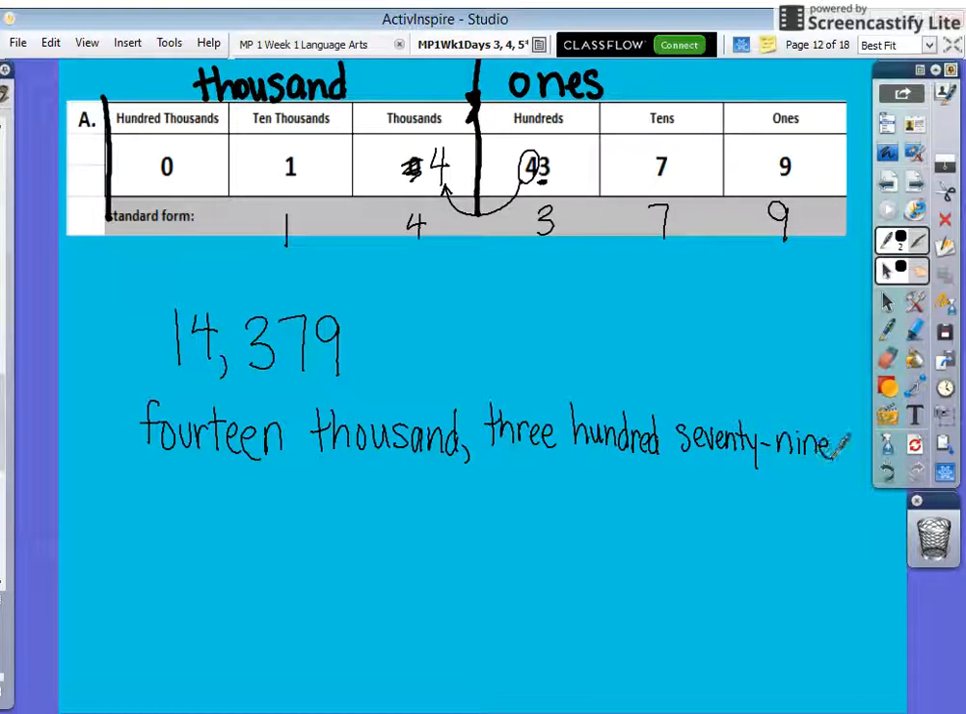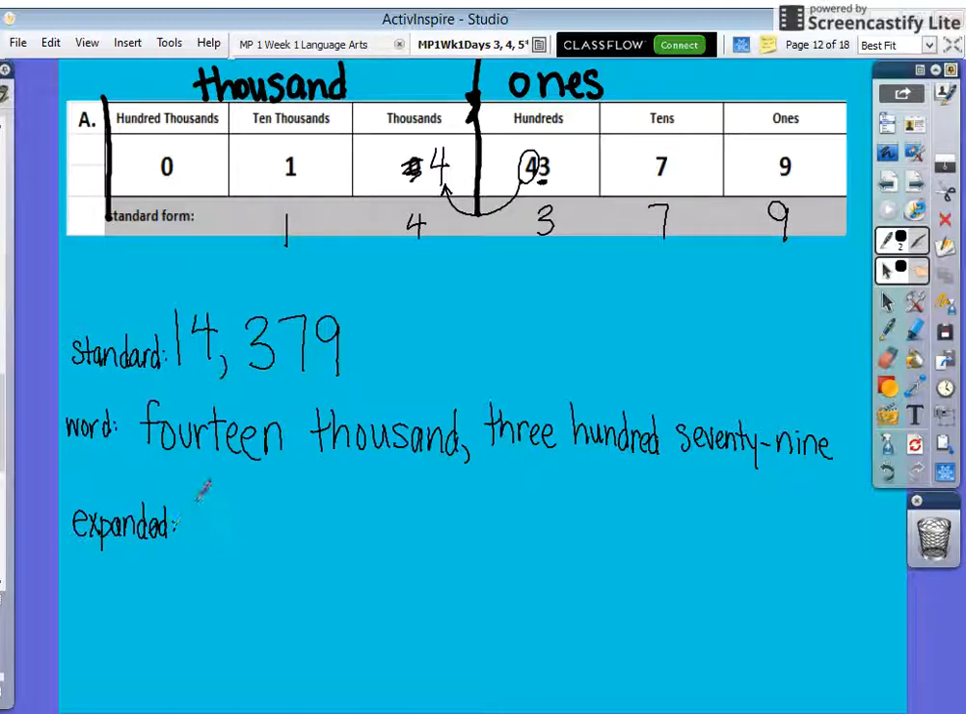379. Now, if I were to take this number, we know that this is standard form. And when I say standard, it just means number form. And this is word. And then expanded form is when I take my standard and I stretch it out.